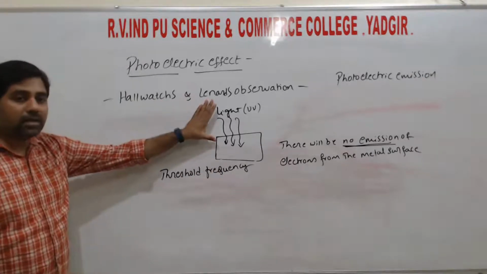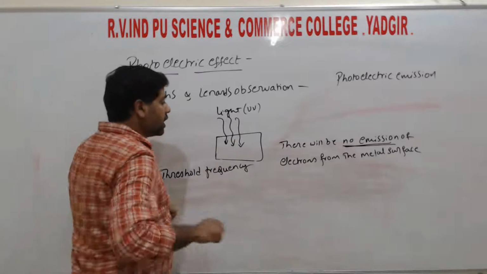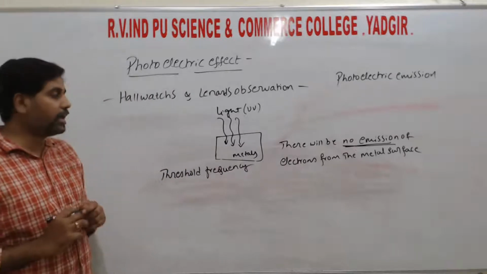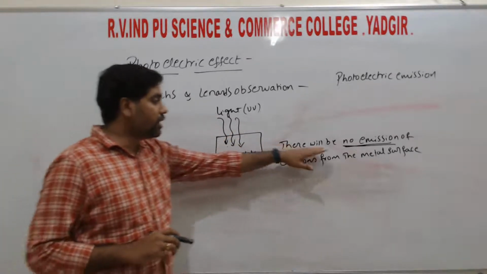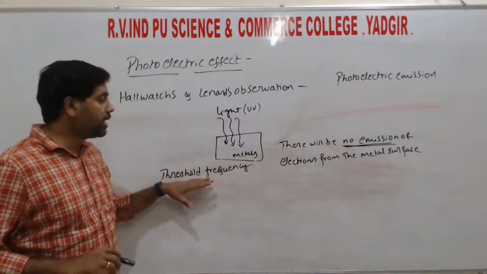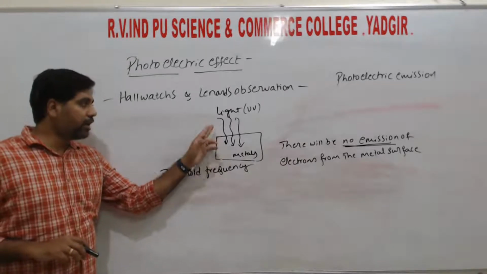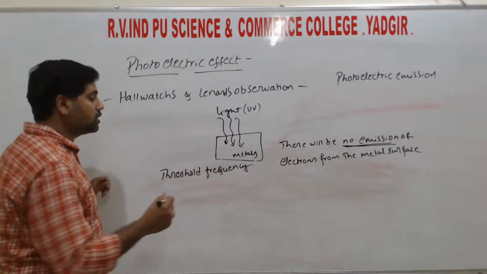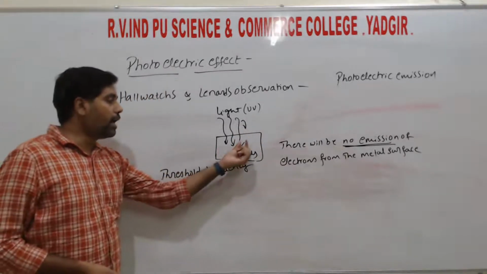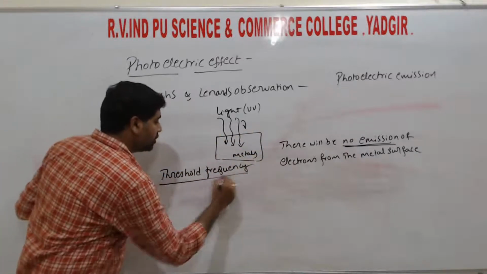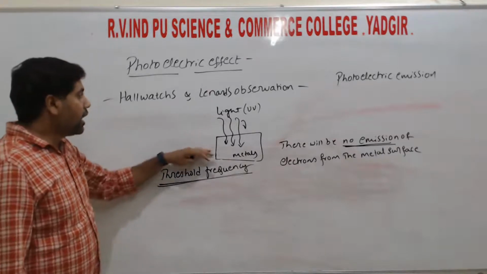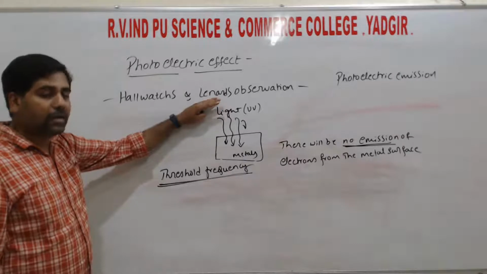So Hallwachs and Lenard observed that for certain metals, when ultraviolet light falls onto the metals, there will be no emission of electrons from that metal surface. So by this they found that the light which falls onto the metal surface should have a minimum frequency to emit the electrons. That frequency is called the threshold frequency, right? So this is the observation made by Hallwachs and Lenard, right?